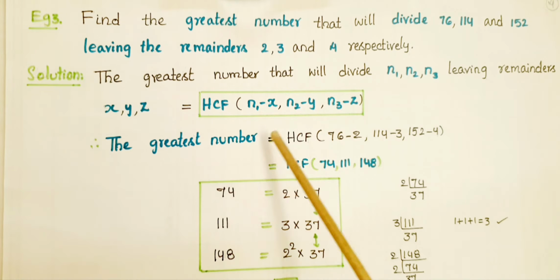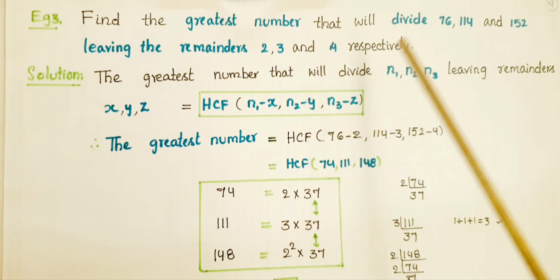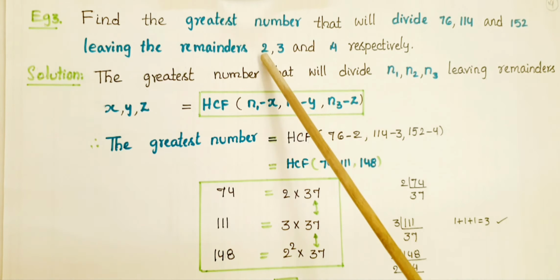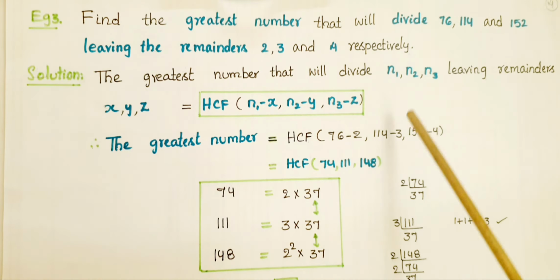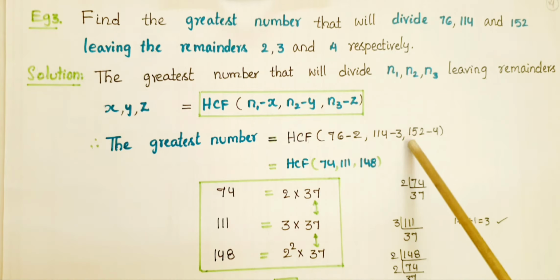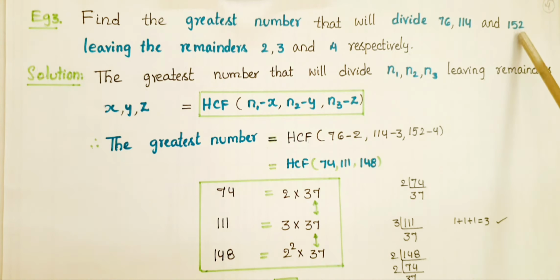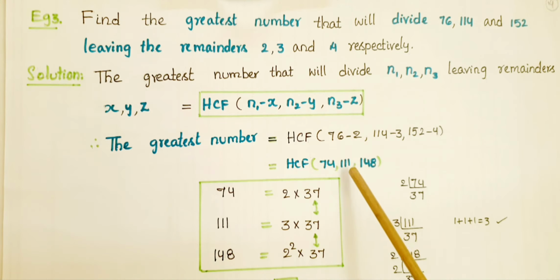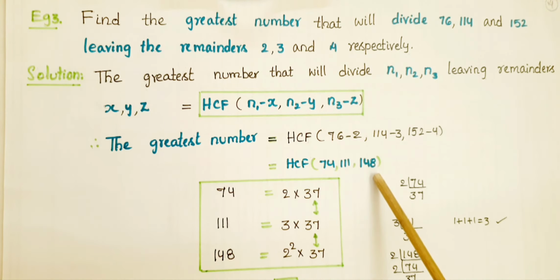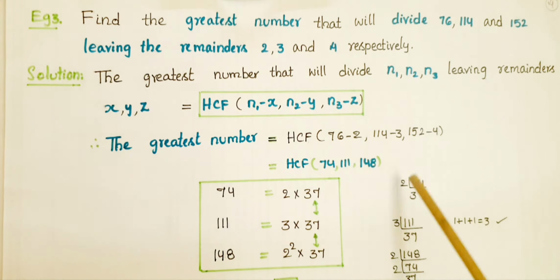Therefore the greatest number here is equal to the HCF of the first number, 76, minus the remainder 2, then the second number, 114, minus the remainder 3, and the third number, 152, minus 4. That is equal to the HCF of 74, 111, 148. So prime factorize these three numbers. 74 we can write as 2 into 37, and 111 you can write as 3 into 37.